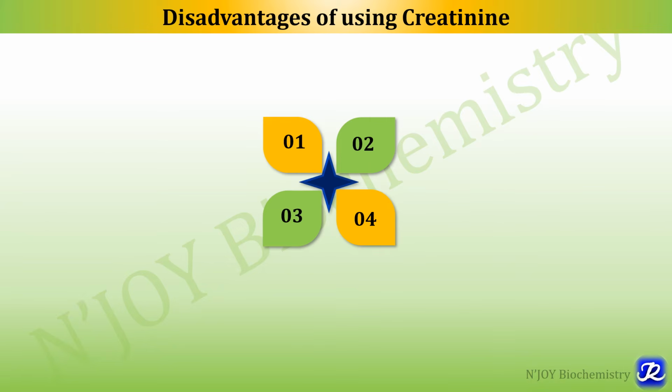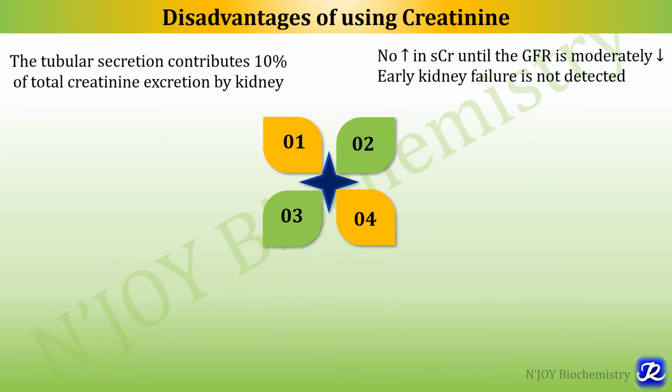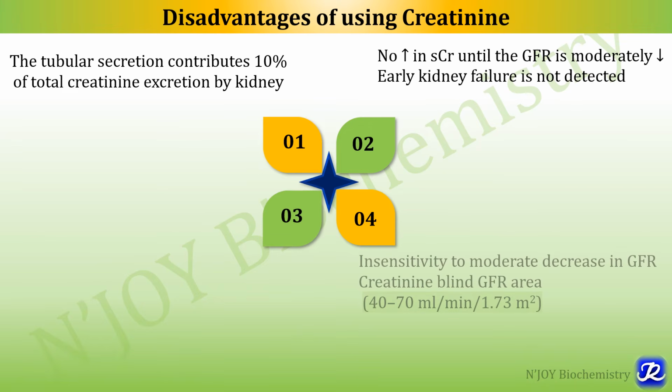There are some disadvantages of using creatinine as an indicator of kidney function. Creatinine is completely filtered, but 10% is secreted in the tubules, and the tubular secretion contributes to 10% of total creatinine excretion by the kidney. There is no increase in serum creatinine until the GFR is moderately decreased. So early kidney failure is not detected by using serum creatinine, and serum creatinine level starts increasing only after 50% of kidney function is lost. There is insensitivity to moderate decreases in the GFR, which is called the creatinine blind GFR area, which is about 40 to 70 ml per minute.